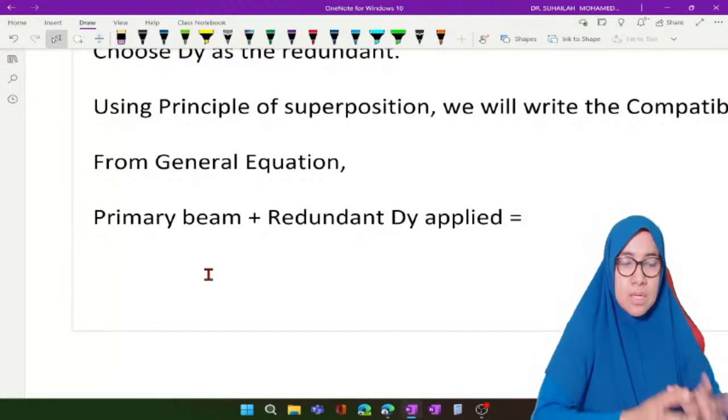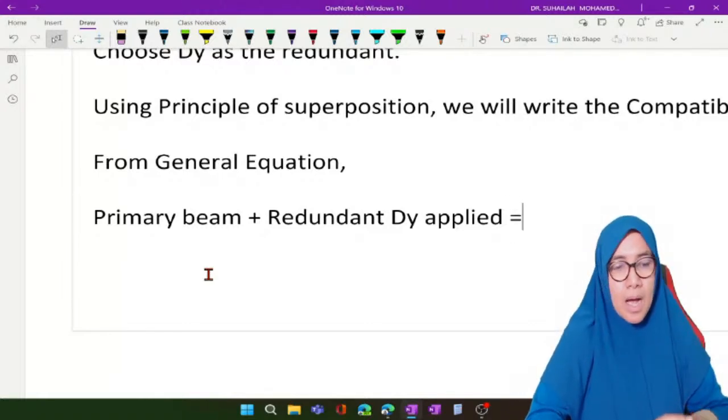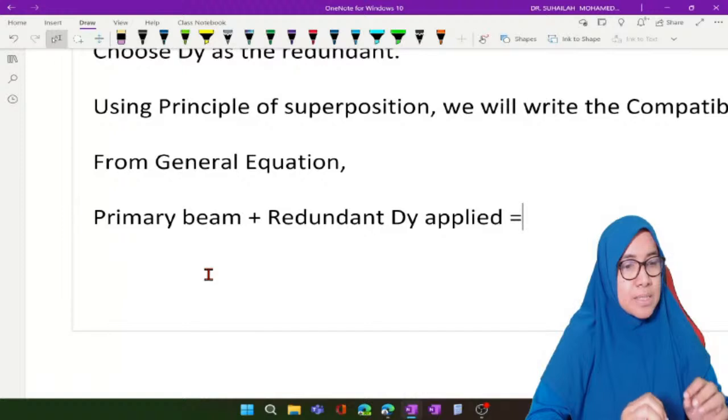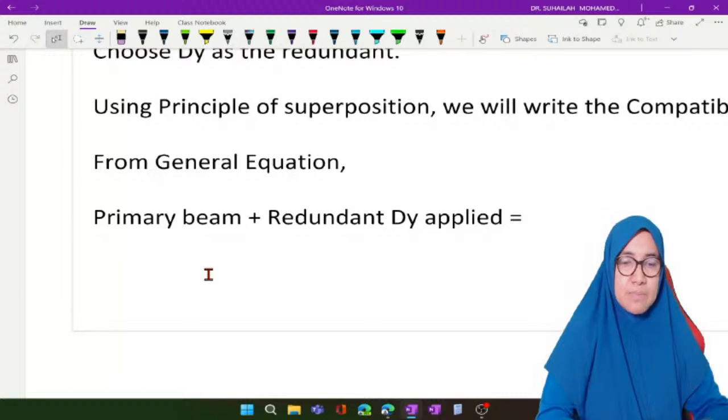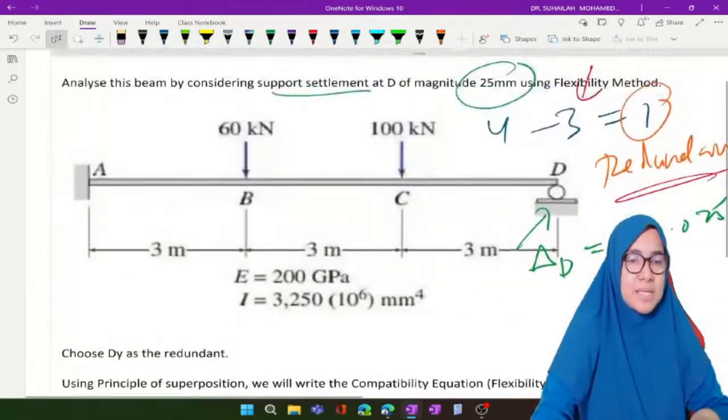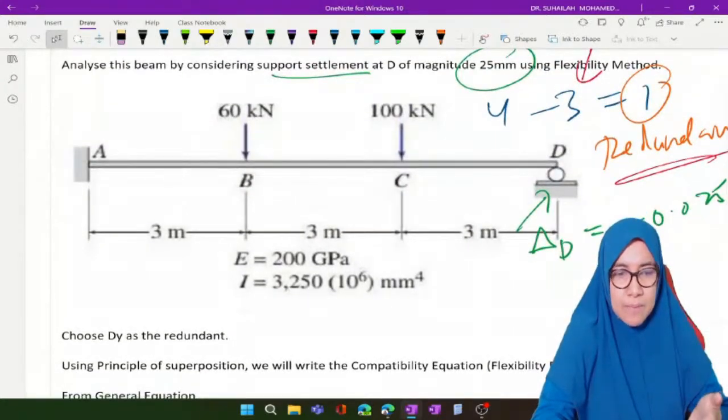These two systems are determinate systems. The combination of these becomes the original, meaning the actual beam. The actual beam is the beam that is given in the question.